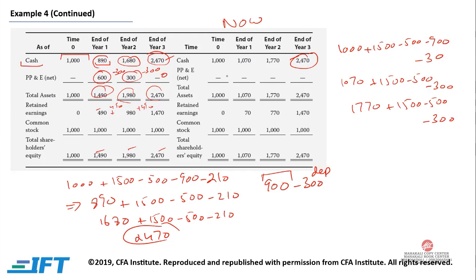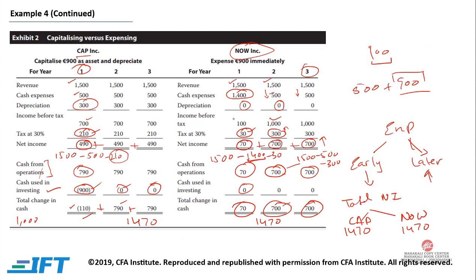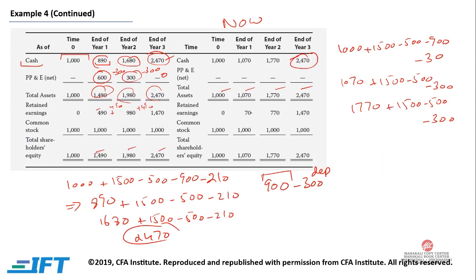Property, plant, equipment is 0 because we have already expensed it. Total asset 1000 over here, 1070, 1770, 2470. Retained earnings. Now the net income was 70, and for each subsequent year your net income is 700. So it will be 70 plus 700, that is your 770 plus 700, that is your 1470. And we also need to understand that at the end, the accumulated retained earnings for both companies would be the same, and these are your shareholders equity.